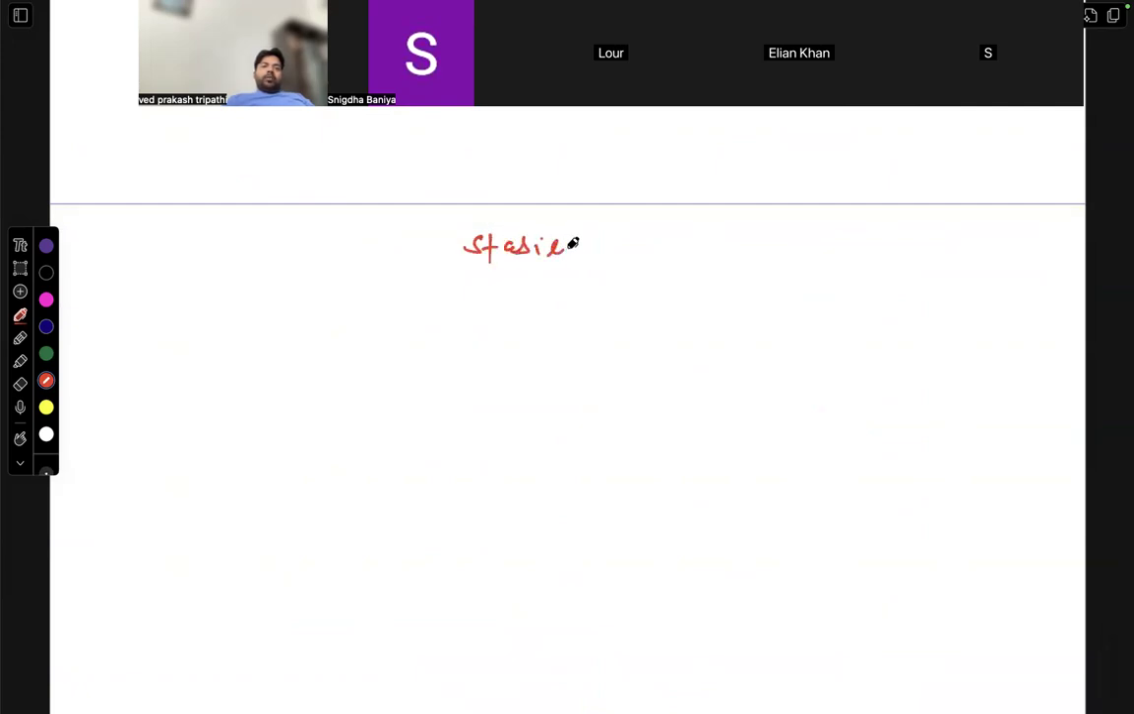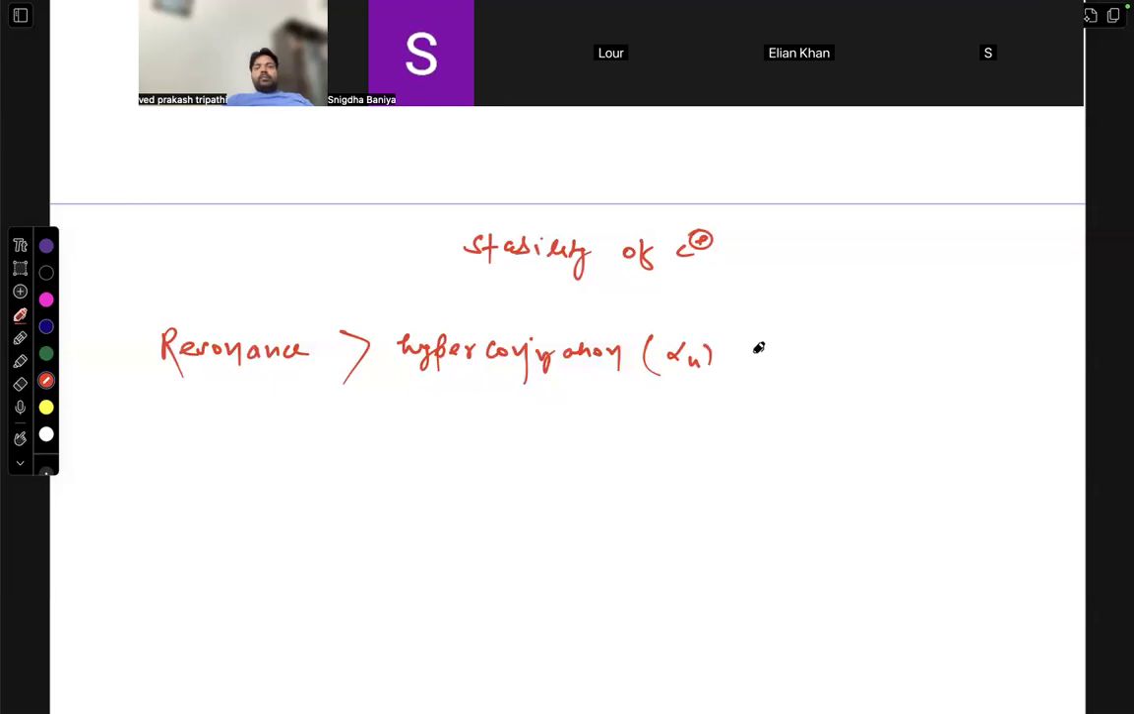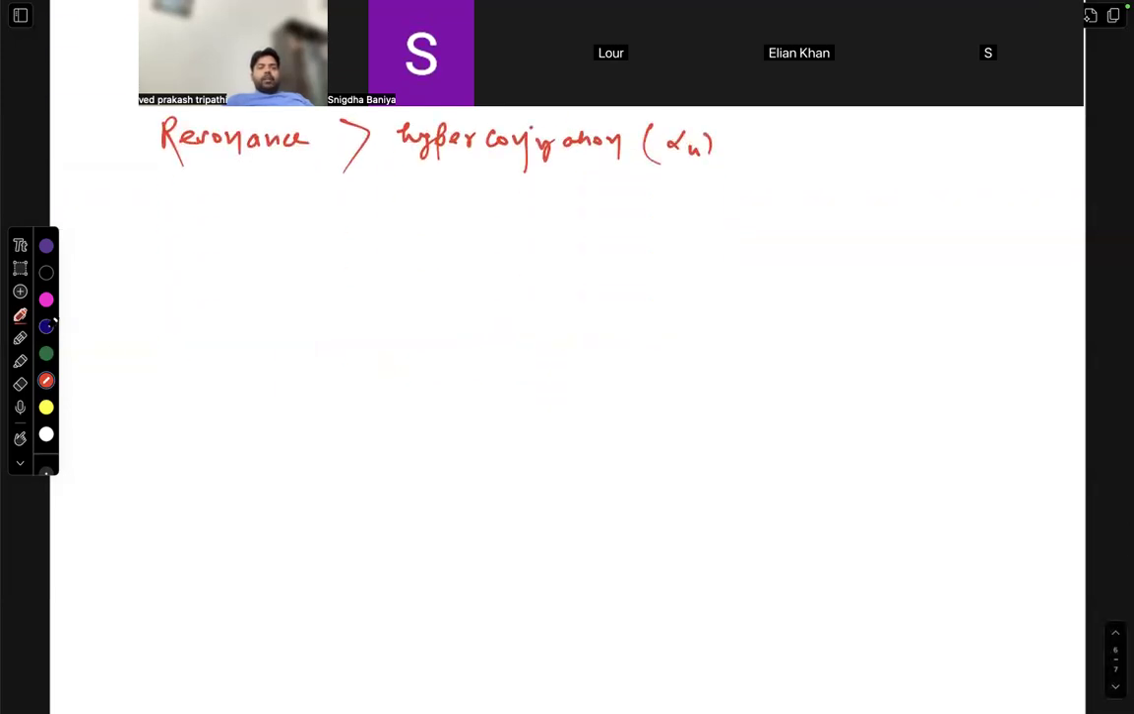Now second thing. Whenever you have a question on stability of carbocation, the first preference is given to resonance. Resonance dominates over all the effects. And then second, hyperconjugation. Hyperconjugation means alpha H. So let's discuss some examples.